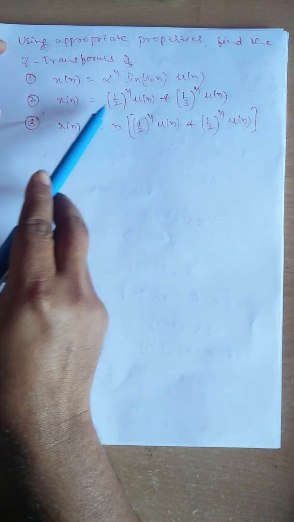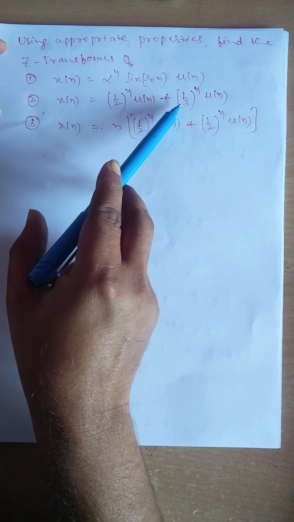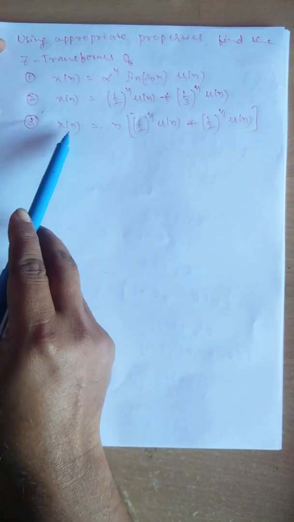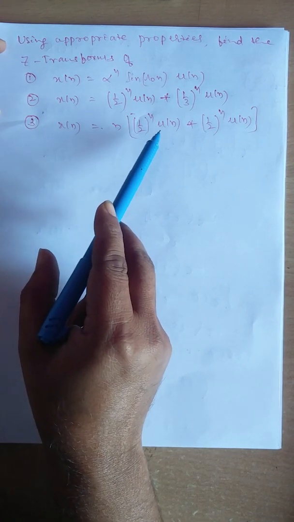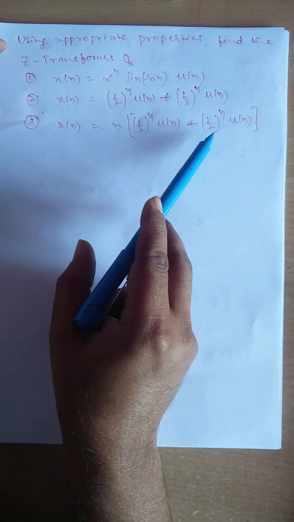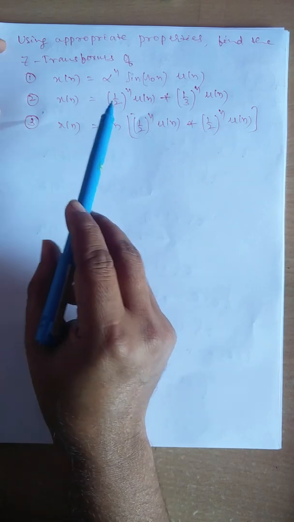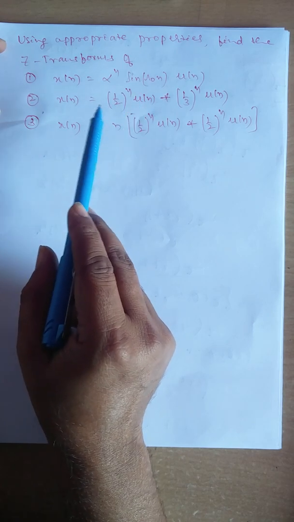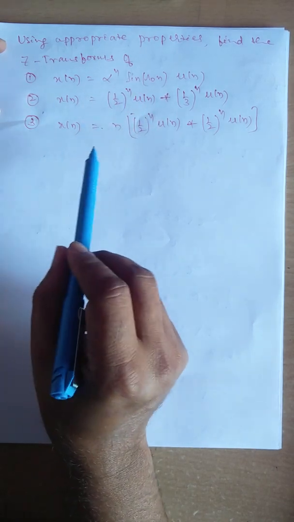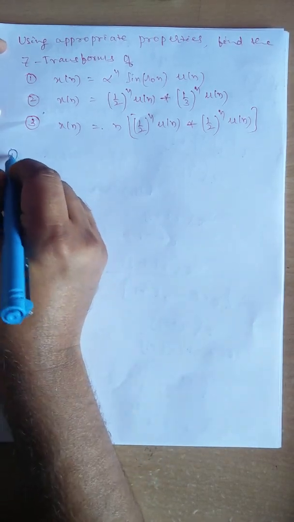Second problem is (1/2)^n convolved with (1/3)^n u of n. Third problem is x of n is equal to n into (1/2)^n, that is linearly convolved with the same signal (1/2)^n into u of n. In these problems, we need to use the scaling in the Z domain property, convolution property, and differentiation in Z domain property. Okay, let us take the first problem.